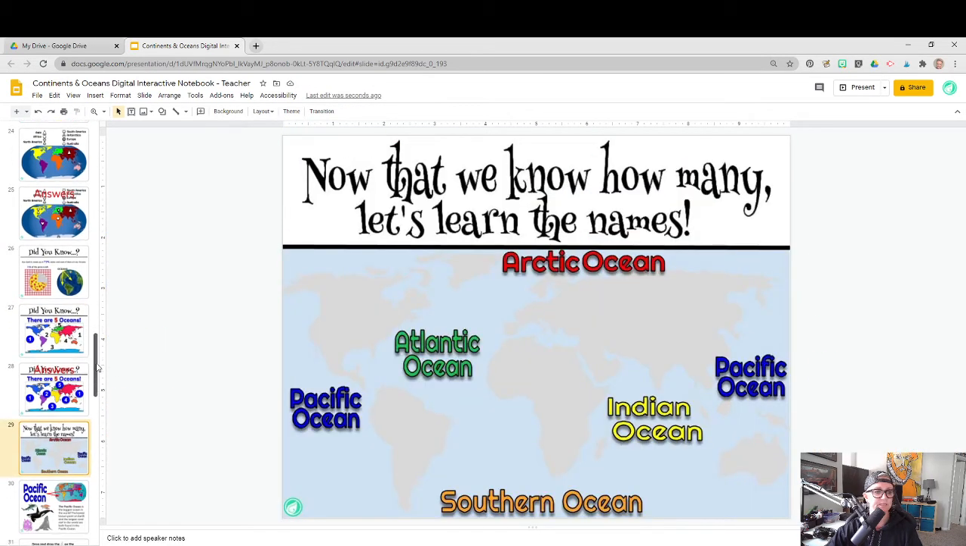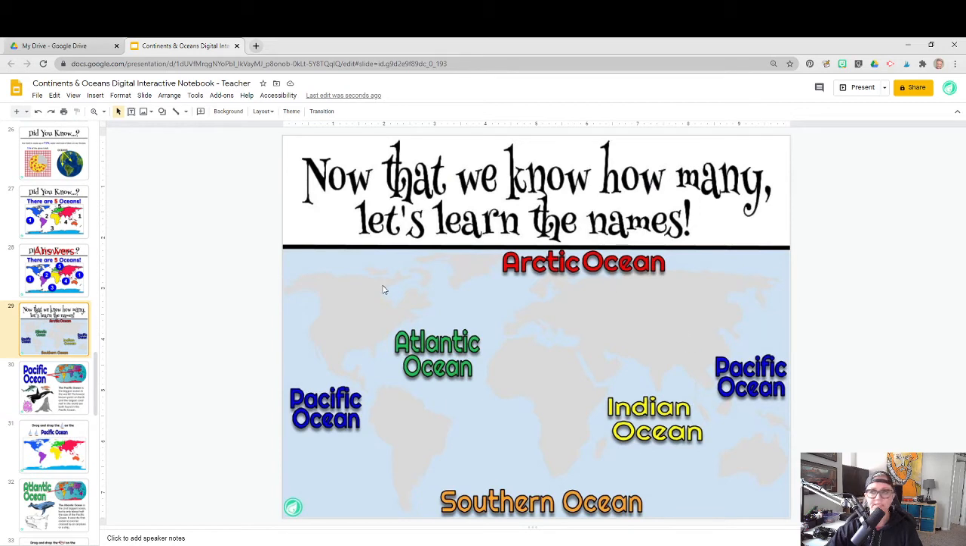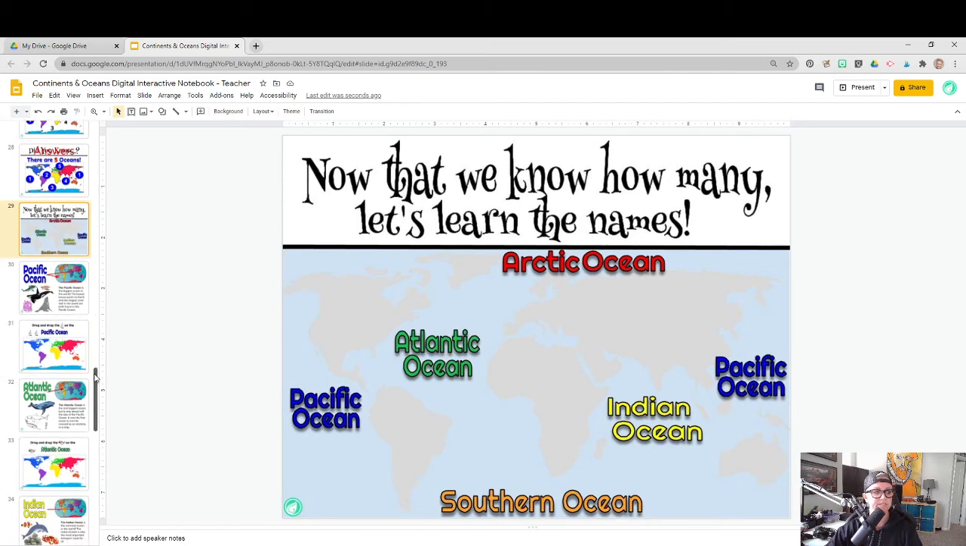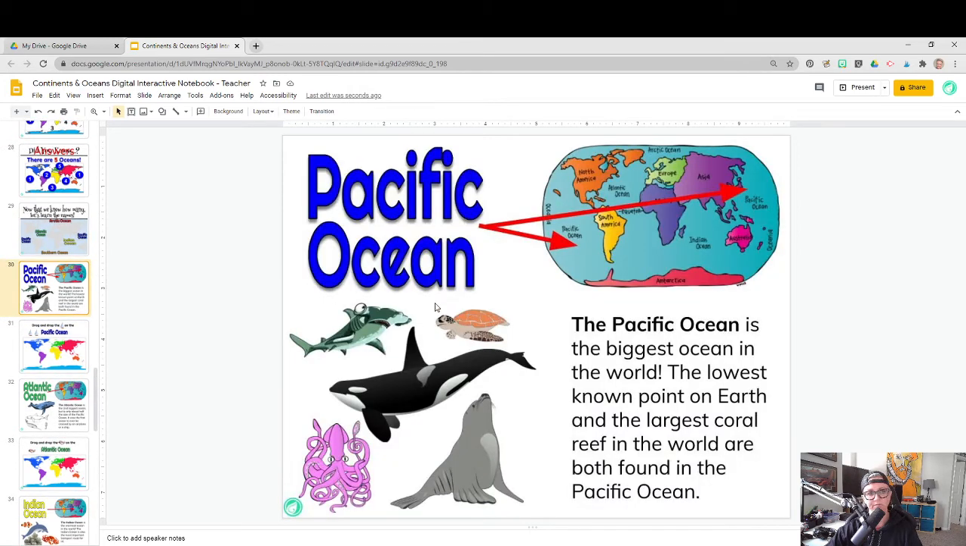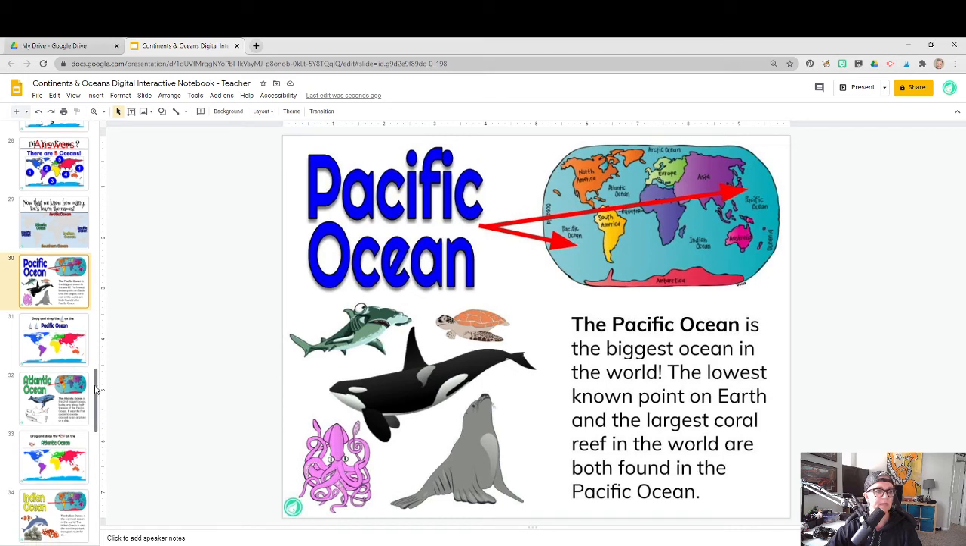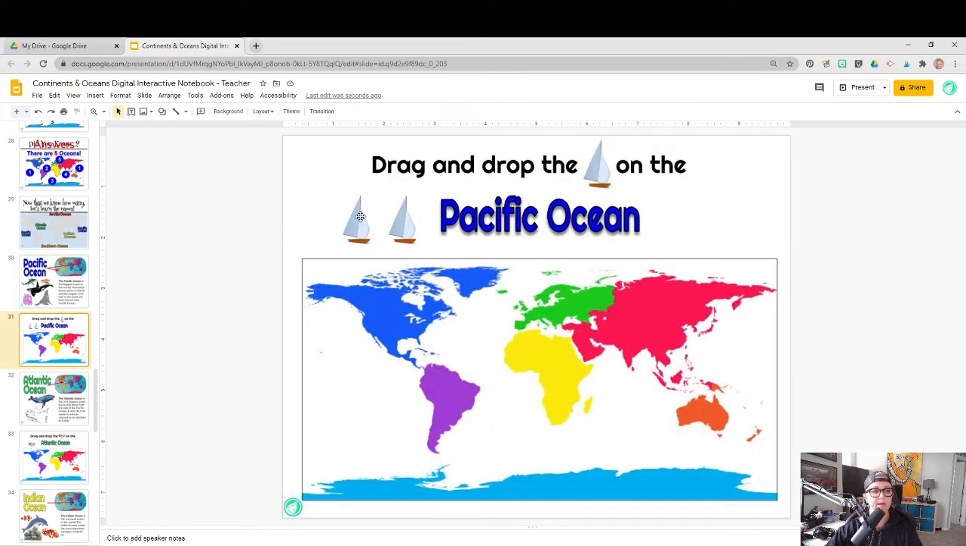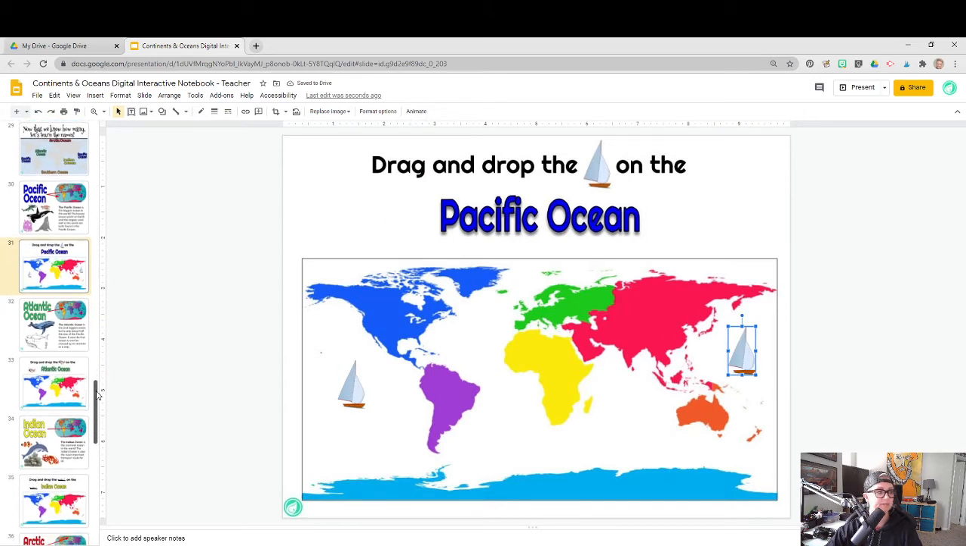And again, just like the continents, they know how to see now that they are color coded. The Pacific Ocean is always going to be blue and then green for the Atlantic Ocean and so on. And just like I did for the continents, I have something similar here for the oceans, giving some tidbits and information about each of the 5 oceans that we're studying and then pointing to them on a world map. And again, moving an object to their corresponding spots. So that they, again, engage with that information.